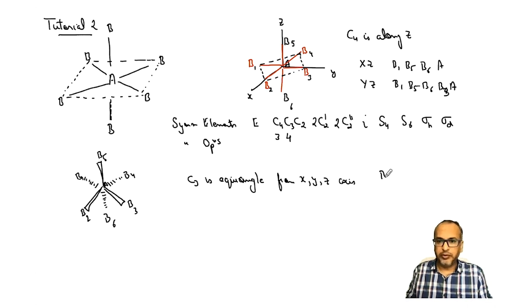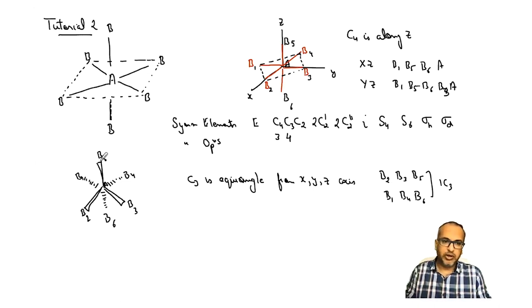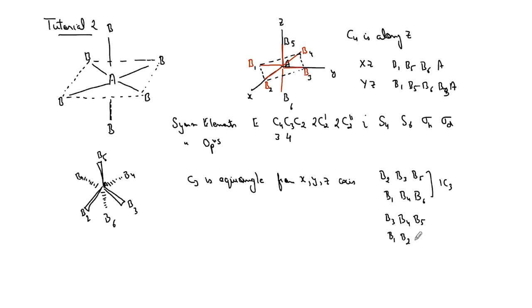So you have B2, B3, B5. So you are passing through this, and you are also rotating B1, B4, B6. This is one C3. Now the second C3 will be, let's say, if you count B3, B4, B5, the rest of the three will be B1, B2, B6. You will be rotating this. This is my second C3.